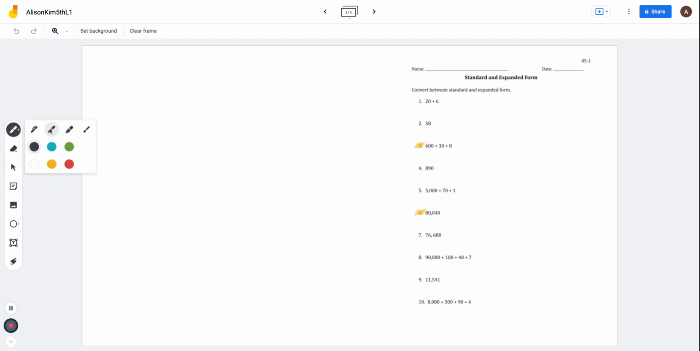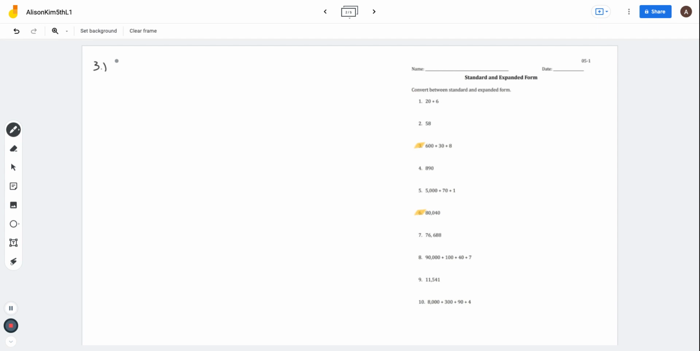So for this specific worksheet, they give you the expanded form and the standard form. If they give you the expanded form, then they want you to write it in the standard form. And if they give you the standard form, then they want you to write it in expanded form. So we're going to do numbers 3 and 6 together. Let's start off with number 3.